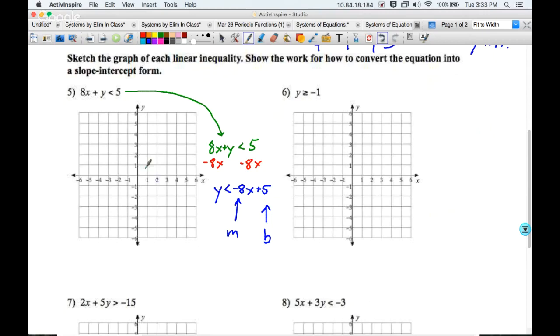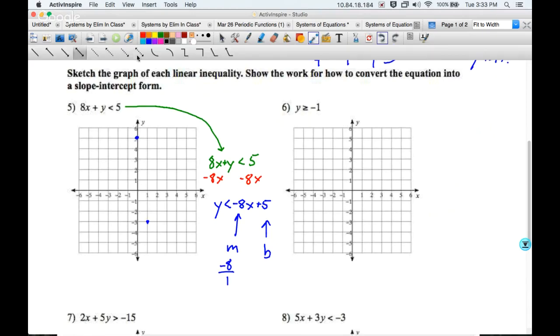I start at my y-intercept, I put a point at 5. I then go down 8 for every one I go over. I could turn this 8 into a negative 8 over 1, so that means go down 8, right 1. Down 8, right 1, I'm off the graph. Now just leave these as 2 dots for a second while you think, do I want to connect these with a solid line or a dotted line? This symbol right here is just a less than, meaning we don't include the line itself as part of our solutions. So it's a dotted line.